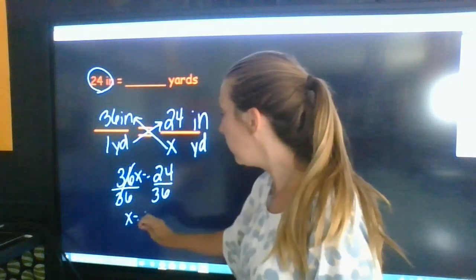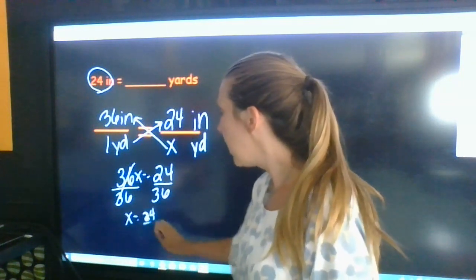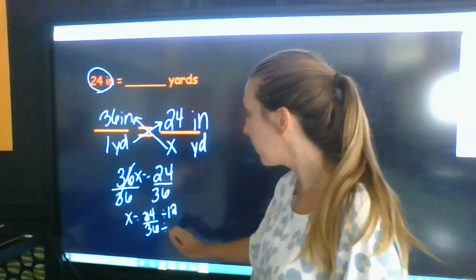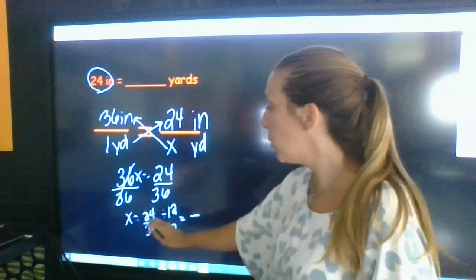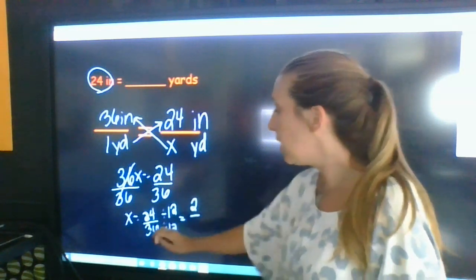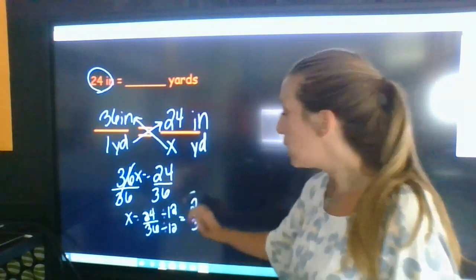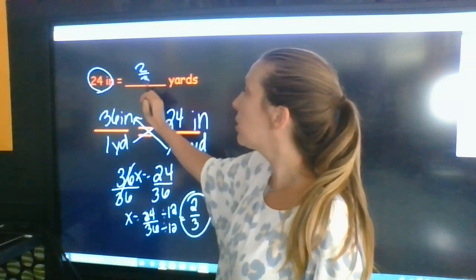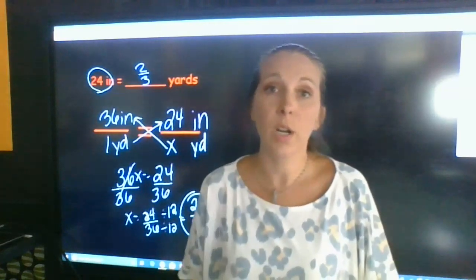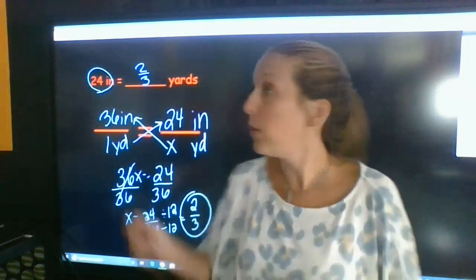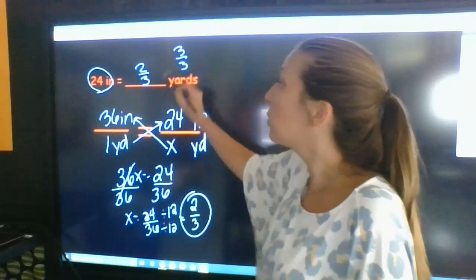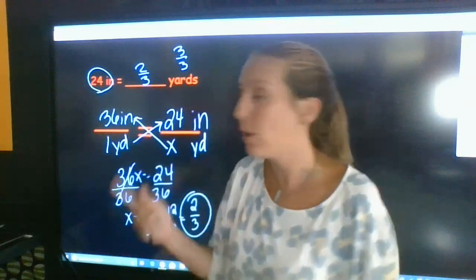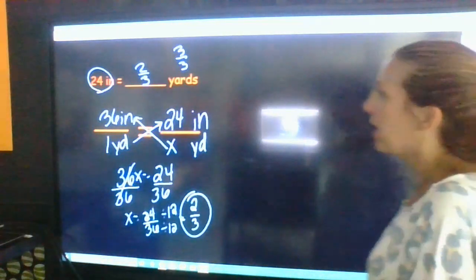So 24 over 36. We can simplify this by their GCF of 12 and get 24 divided by 12 is 2, and then 36 divided by 12 is 3. So x is going to be 2/3. So 24 inches is 2/3 yards. So not a whole yard, but it's pretty much 2 feet, because if you think about it, 3/3 would be 1 whole yard, and then that would be 2 feet inside that yard. So that's one way to look at that.